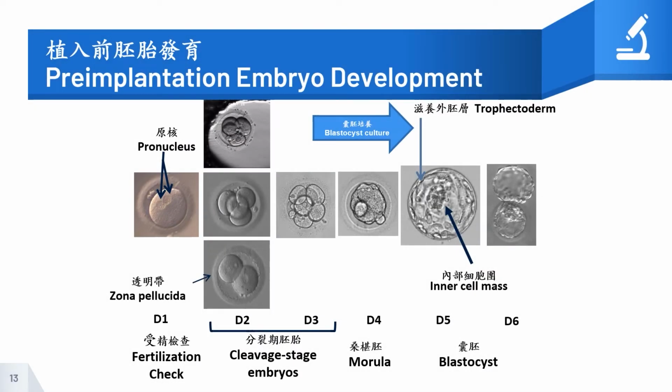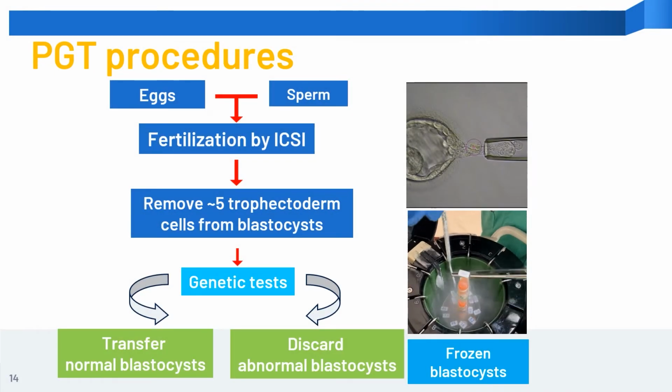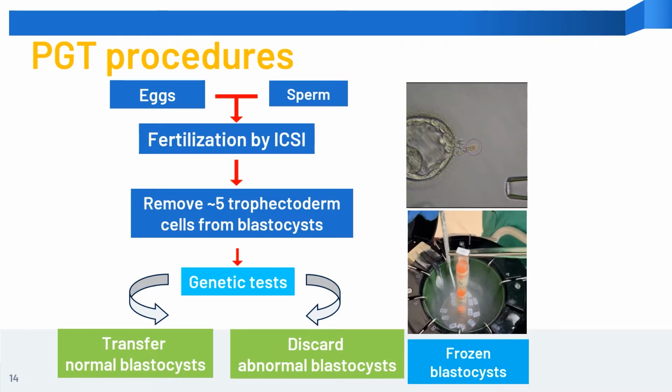After fertilization, the embryos will go on to cleavage stage on day 2 and day 3. Subsequently, we'll further culture it to day 5 and day 6, where it becomes a blastocyst. In blastocysts, they are mainly separated into two parts, the outer trophectoderm layer and the inner cell mass. When an embryo reaches the blastocyst stage, there would be around 200 to 300 trophectoderm cells. Our embryologist will remove around 5 cells from each blastocyst for genetic testings, according to the need of individual patients.